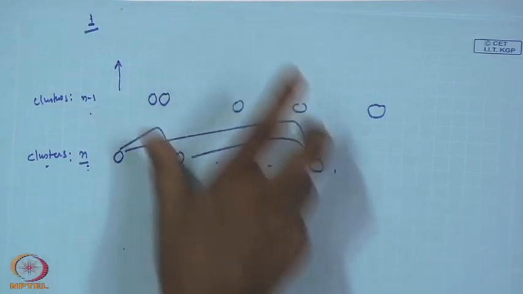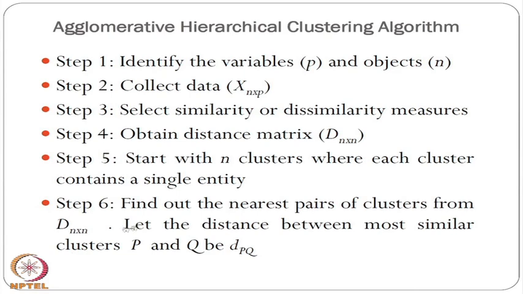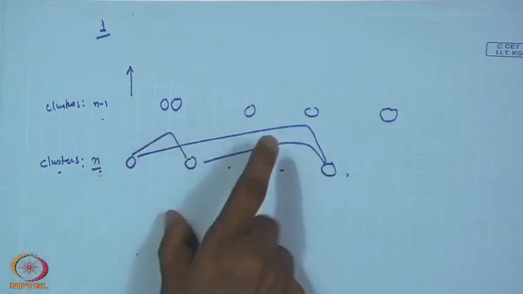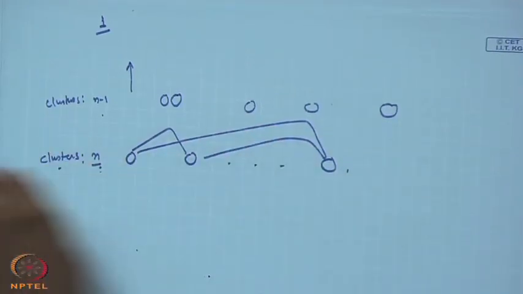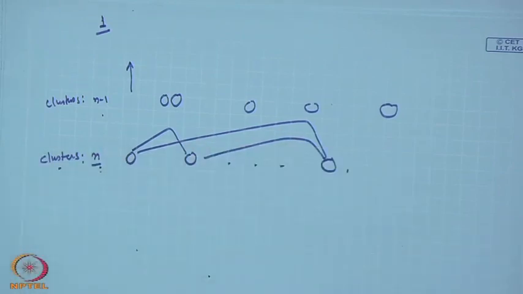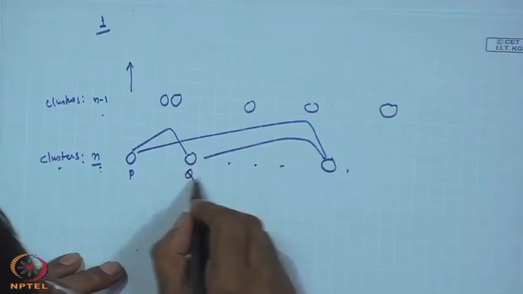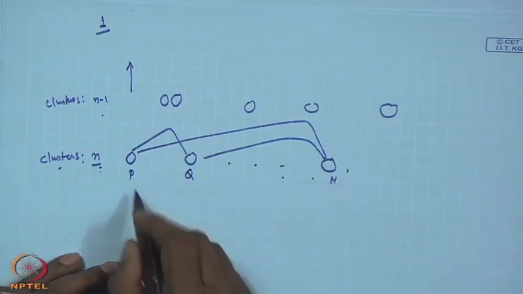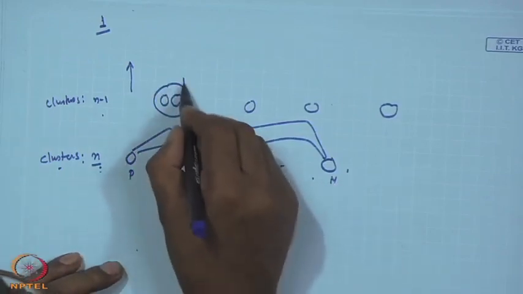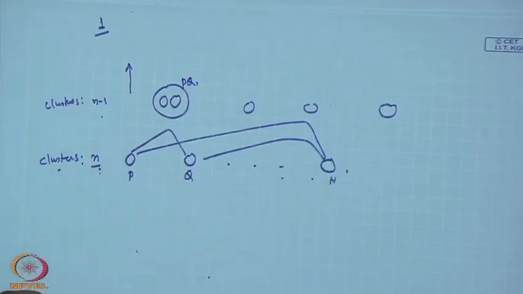So, first you find out the distance. You take each one as a cluster, find the distance between the clusters, and then you take every pair of clusters and think that the most similar clusters are P and Q, and these can be grouped. If this is P, this is Q, suppose this is your M, what has happened? This is most similar. So, these two are grouped.